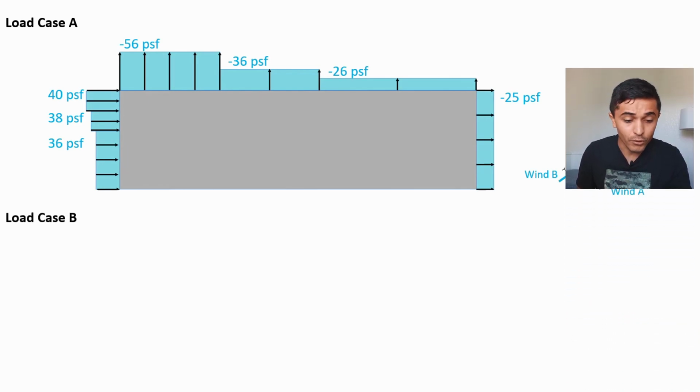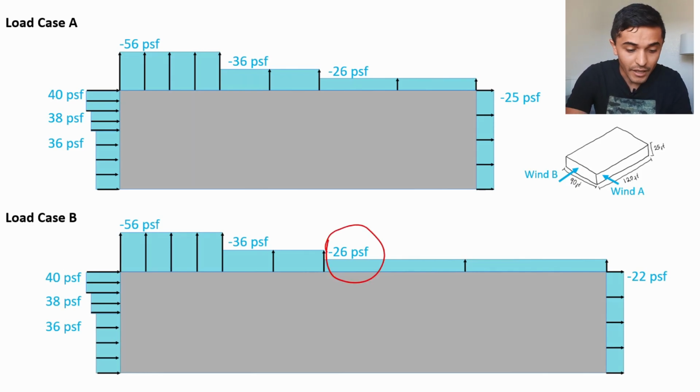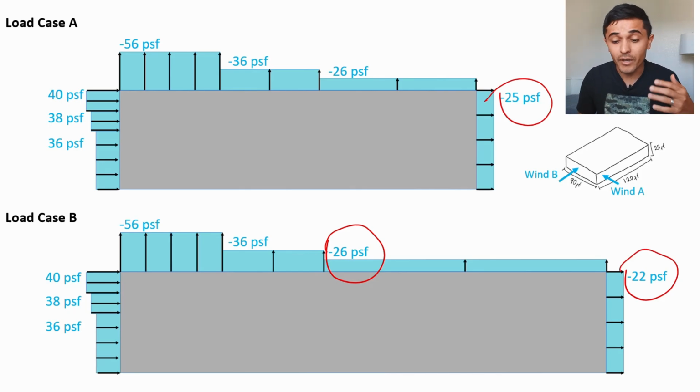diagram. And then for load case B, you can see, because load case B is parallel to the long side of the building, that this 26 psf is stretched all the way to the end, but everything else remains the same. There is one thing that's different on the leeward side, that for load case B I have a little bit less pressure on the leeward side, whereas load case A we have a bit more.